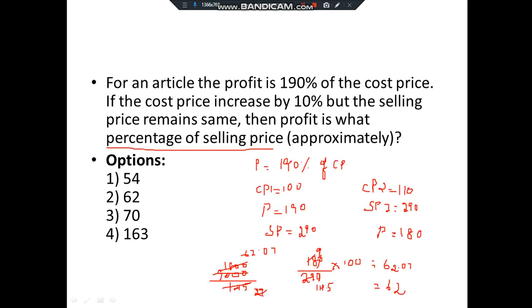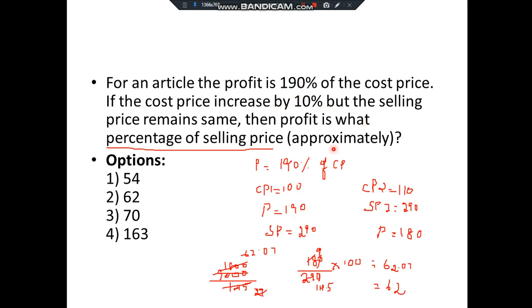For an article, the profit is 190% of the cost price. If the cost price increased by 10%, but the selling price remains the same, then the profit is what percent of selling price? Here approximately is given, so you'll have the decimal value. The approximate value you can take from the option. See, profit is 190 percentage of cost price. So let us consider the cost price to be 100. So 190 percentage of 100 is nothing but 190 only. So you will get the selling price as 290, which is cost price plus profit. Next they have given if the cost price increased by 10%.